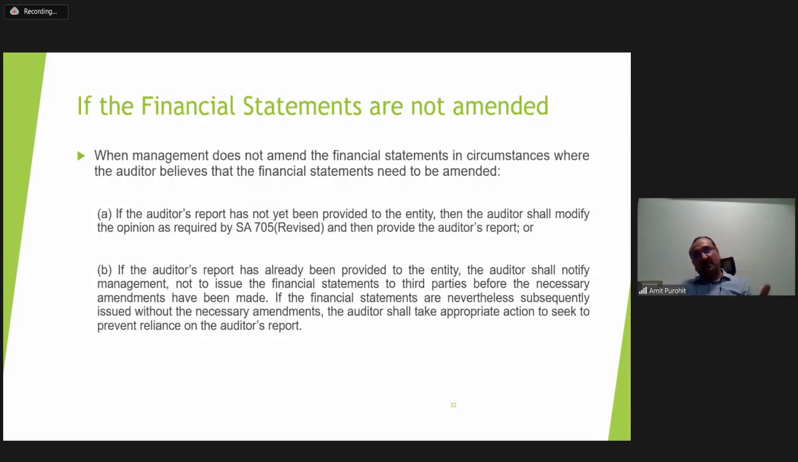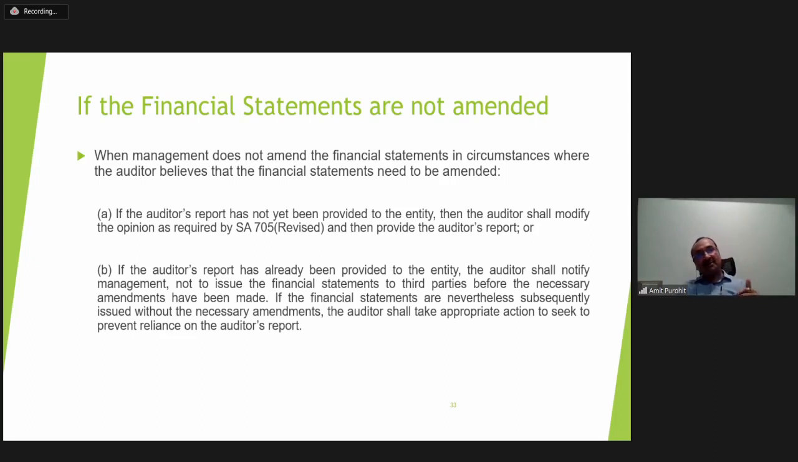Now, if the management does not agree to the amendment, or if the law does not allow amending the financial statements, then what is the course of action? If the auditor's report has not yet been provided to the entity, then the auditor shall modify the opinion as required under SA 705 revised and then provide the auditor's report. So if the auditor has not provided the audit report to the management, then, because the management is not amending the financial statements, which in the opinion of the auditor should be amended, he will give the modified opinion in terms of SA 705 revised.